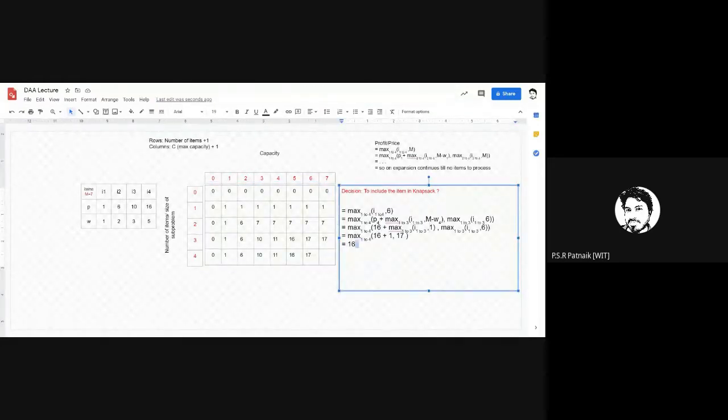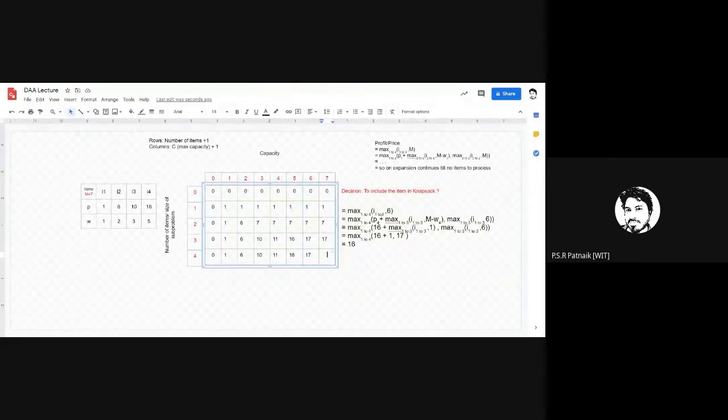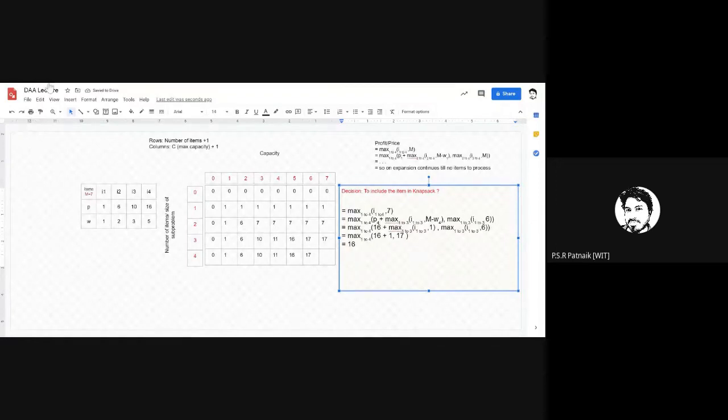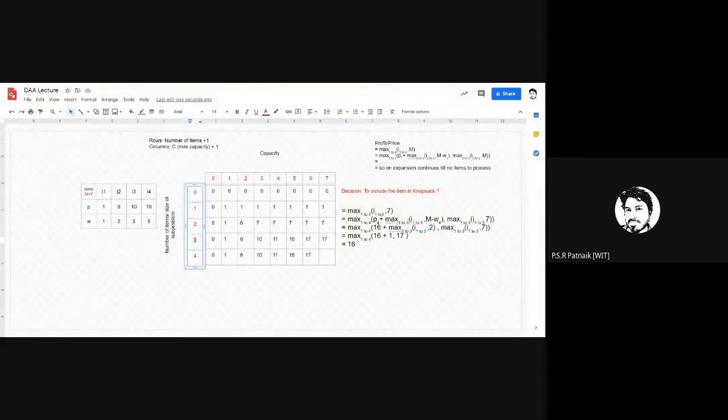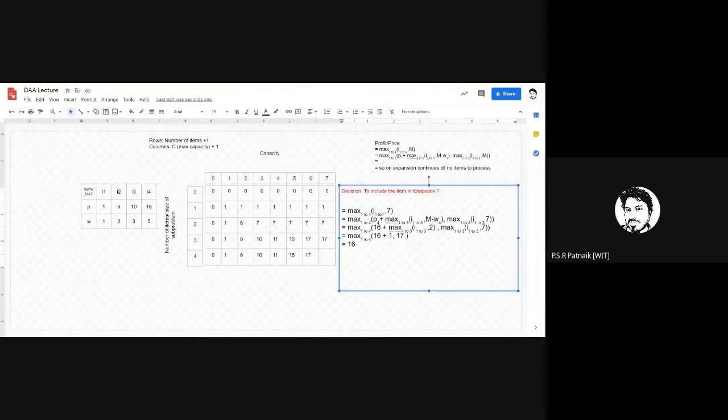Okay. Yeah. So for this, if I solve it for the last cell, what will be the last cell here? 7 minus 5, 2. And this will be 7. So 16 plus. Max I get 3 items to process, sack capacity 2. 3 items to process, sack capacity is 2. I get 6.